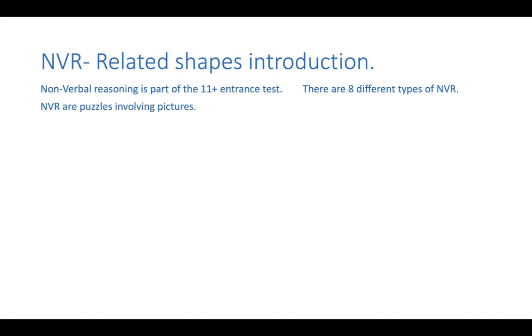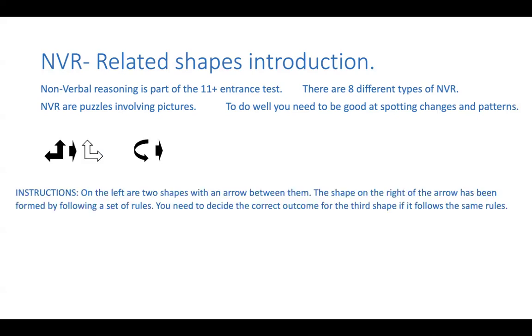Non-verbal reasoning are puzzles involving pictures. To do well, you need to be good at spotting changes and patterns. So, let's have a look. Now, this is an example on your sheet. So, you can either look at the screen or concentrate on your sheet in front of you. That's absolutely fine. Now, here are some instructions. It says on the left are 2 shapes with an arrow between them. The shape on the right of the arrow has been formed by following a set of rules. You need to decide the correct outcome for the third shape if it follows the same rules.